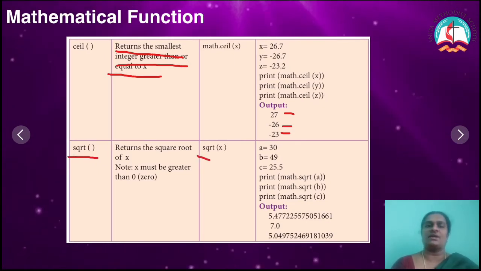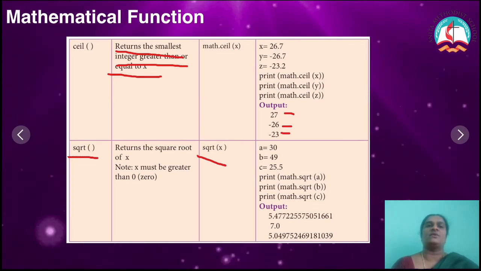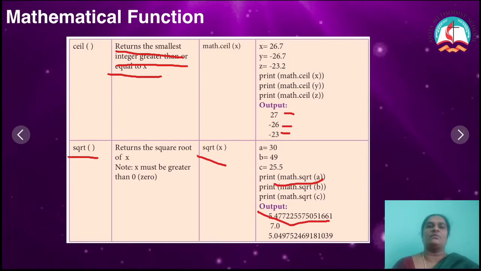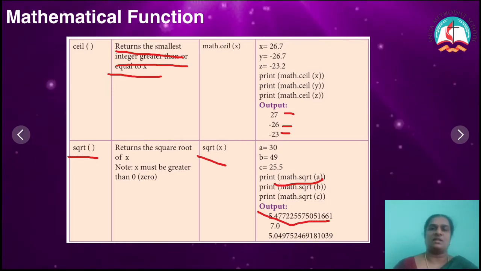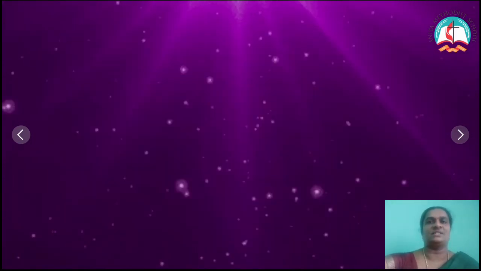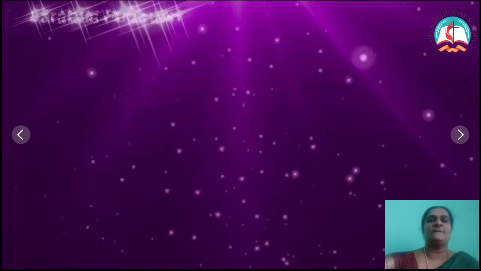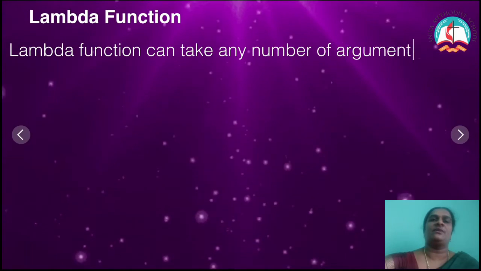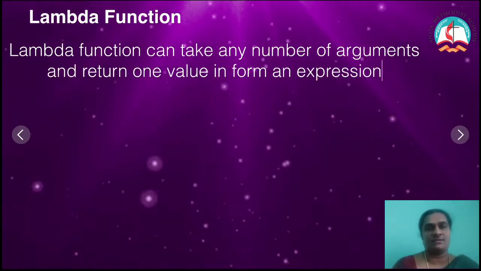Okay, square root. You all are aware of square root. So when we give math.sqrt, a square root value will be printed. This is all about mathematical functions. Then what is the next function? Lambda function. Can you guess what a lambda function is, children?